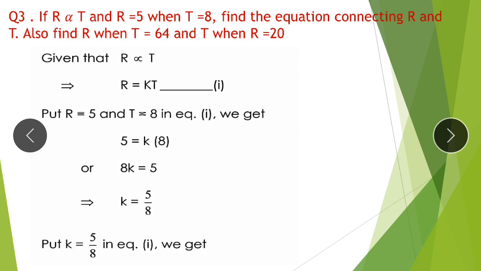Question number 2 is similar to question number 1, so therefore we have to move towards question number 3. If r is directly proportional to t and r is 5 and t is equal to 8, find an equation connecting r and t. This question has 3 parts. The first part is that we are going to find the equation which connects r and t. So of course the relation can be found with the help of the constant of variation. So here we have the direct variation between r and t.